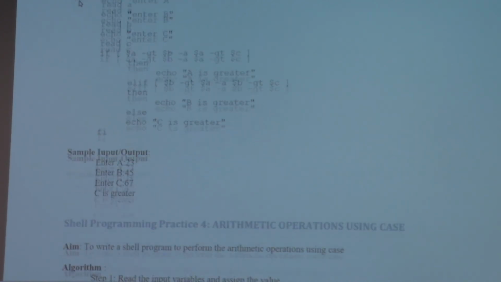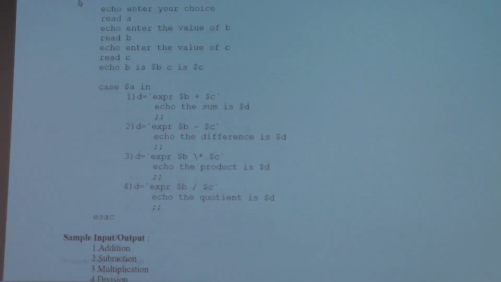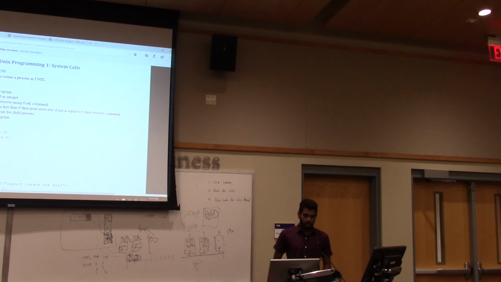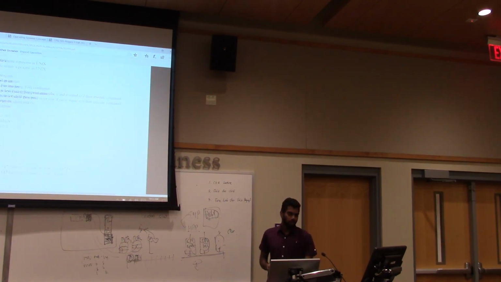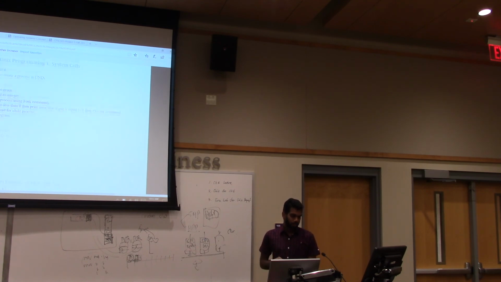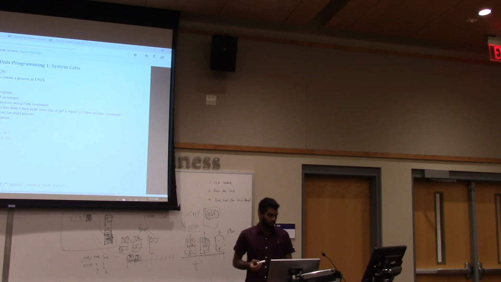In the next class, we'll see the system calls and the skeleton of project 1. So just try to read the exercise lab 4. It will be easy when you come for the next lab, and this is the basic for your project, for the first phase of the project.